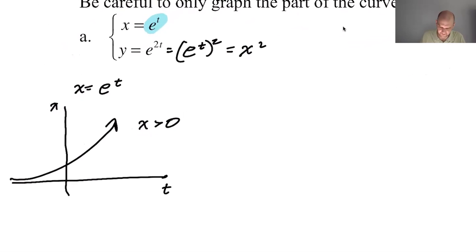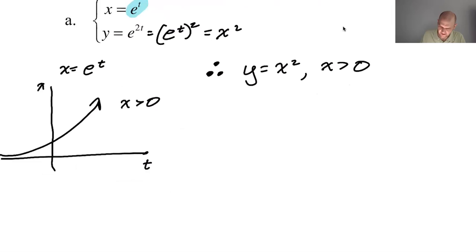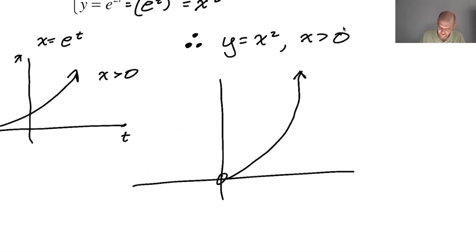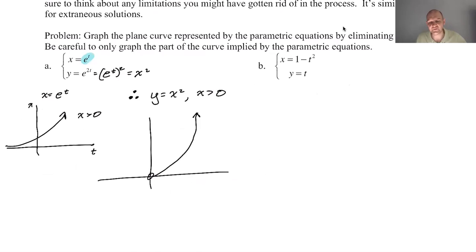So when I eliminate the parameter, I get y equals x squared, but only if x is greater than 0. So if I plot that, it's going to look like an open circle here, and then it looks like this. So we eliminate the parameter, we get that. Our domain is x is greater than 0. So it's just worse, right?